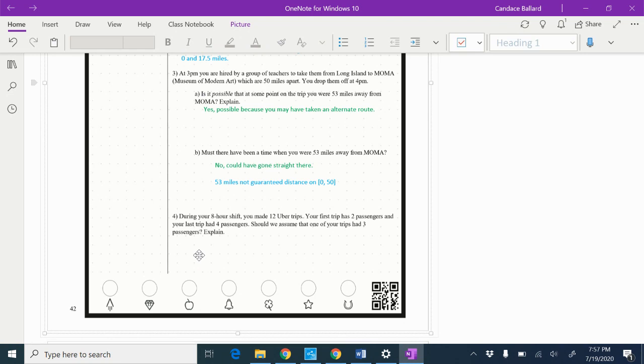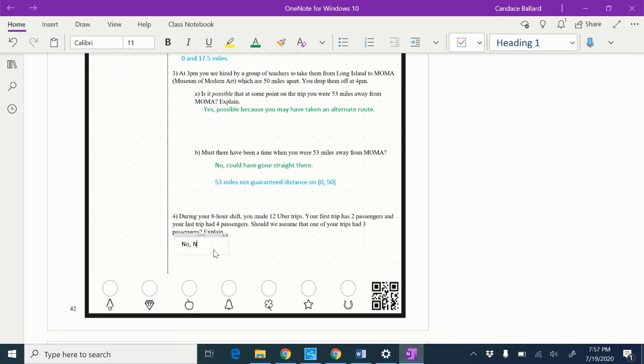during your 8-hour shift, you made 12 Uber trips. Your first trip has 2 passengers and your last trip had 4 passengers. Should we assume that one of your trips had 3 passengers? Explain. Well, the passengers aren't guaranteed in between things. So the number of passengers isn't a guaranteed item. So I would say no.